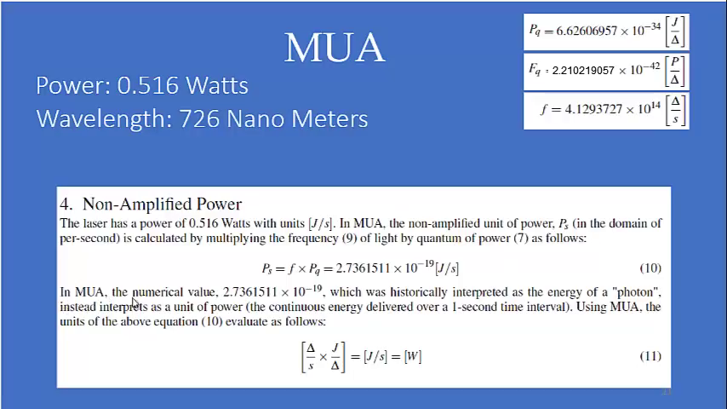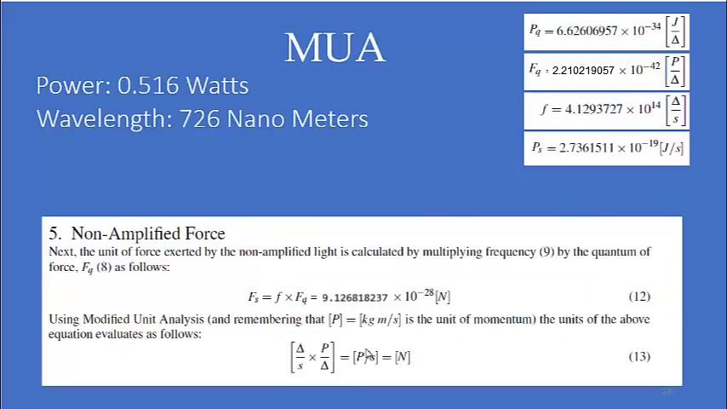In MUA, the numerical value, 2.7, this value here, would normally be historically interpreted as the energy of a photon. But in MUA, it is interpreted as a unit of power. That is, it is the continuous energy delivered over a 1 second time interval. Using MUA, the units of this equation evaluate as follows. So in modified unit analysis, the units evaluate to the watt, as specified up here.